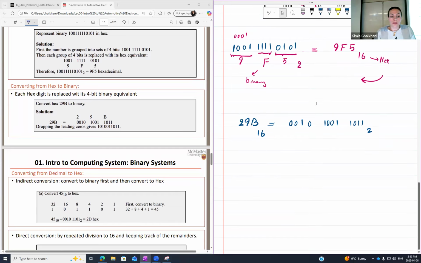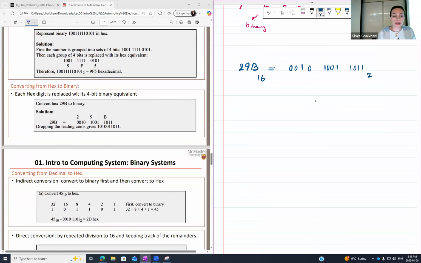Now, let's convert another number. I'm having 45. Remember I said if I'm having decimal to hex, it might be a bit challenging. I have 45 base 10, and I know base 10 means decimal, and I'm asked to convert it to hex. What am I going to do here? Any idea? Who can convert this one? 10 to 16, how do I convert?